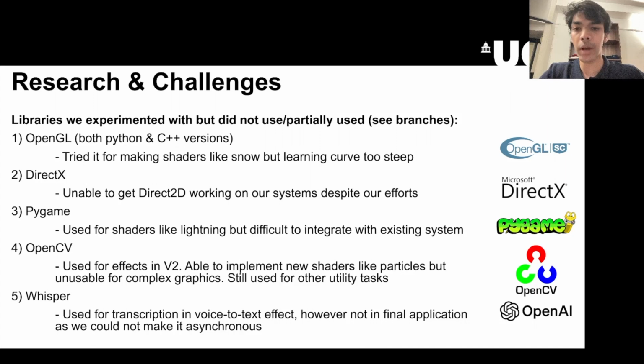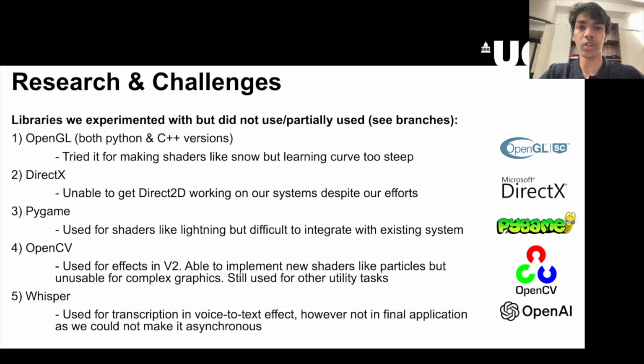We tried both Python and C++ versions of OpenGL, a popular graphics API, but we realized the learning curve was too steep for us. DirectX is a popular Windows graphics library, but despite our best efforts, we could not get it running on our systems. Using Pygame, we were successful in implementing various effects such as lightning and snow, but it would have been difficult to integrate it with our existing application since it wouldn't allow us to manipulate individual frames.